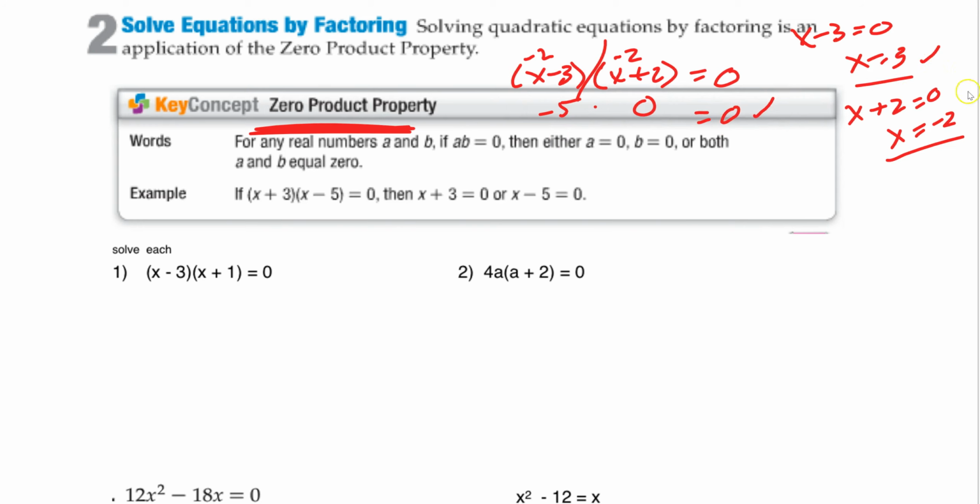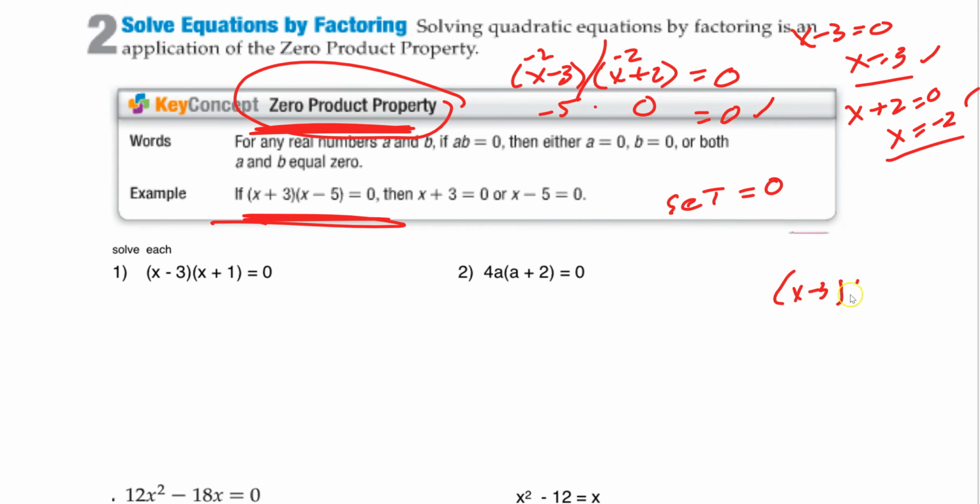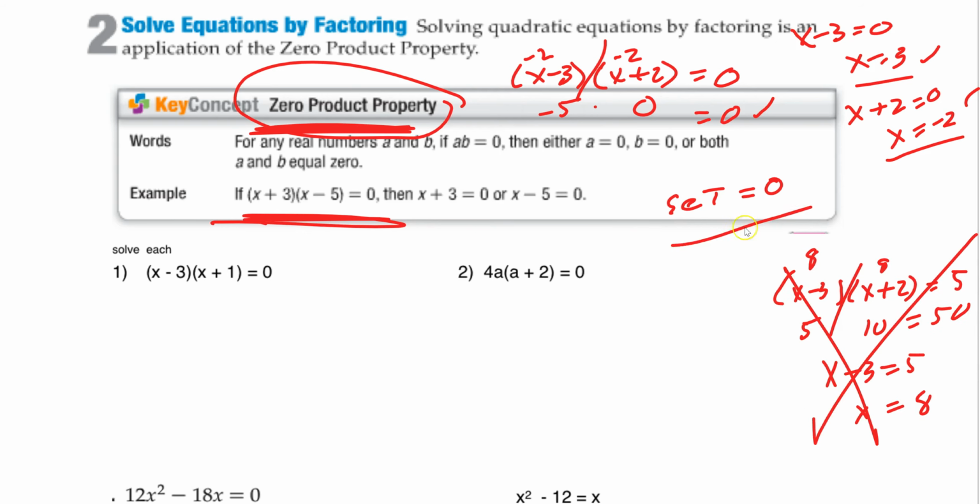This only works when you set it equal to 0. I cannot stress that enough. You have to set it equal to 0. People try to do this for everything. Like, oh, we'll set it equal to 5. We'll just separate and go, where does x minus 3 equal 5? x equals 8. It doesn't work, because when you plug it back in, I get 5 here, but over here I get 10, and I get 50. It's not 5. It only works when you set it equal to 0, because 0 automatically makes it work.